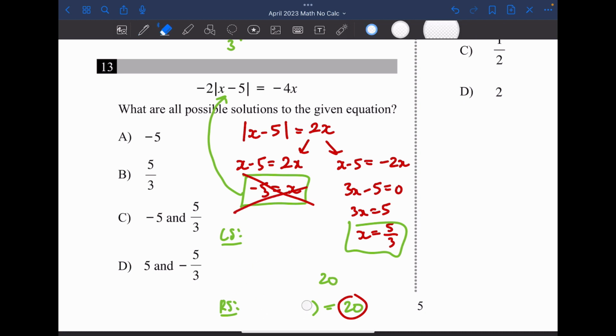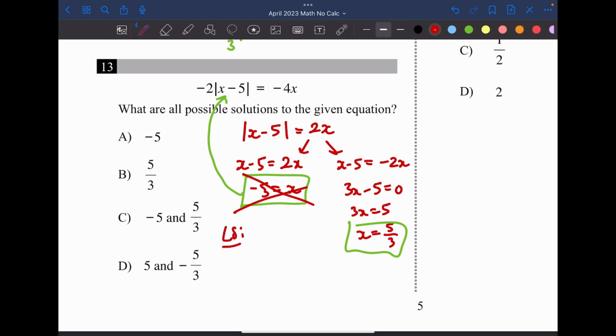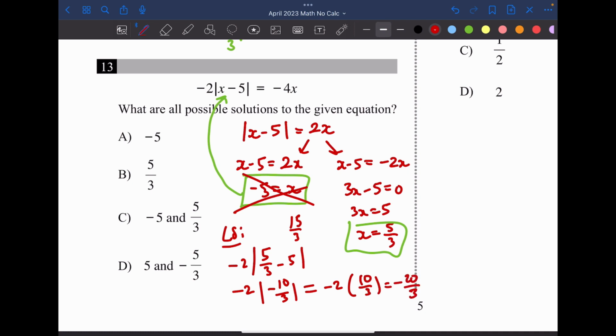Let's do the exact same check for the other solution. For the left side, I'm going to do this in red. So left side, you would have -2 times the absolute value of 5 over 3 minus 5. And then this would be equal to -2 times 5 over 3 minus 5. Let's put a common denominator. So multiply 5 to become 15 over 3. So 5 over 3 minus 15 over 3 is -10 over 3. And then if you actually solve this, this would be -2 times 10 over 3, which is equal to -20 over 3. Because once again, this is absolute value, so the negative goes away.